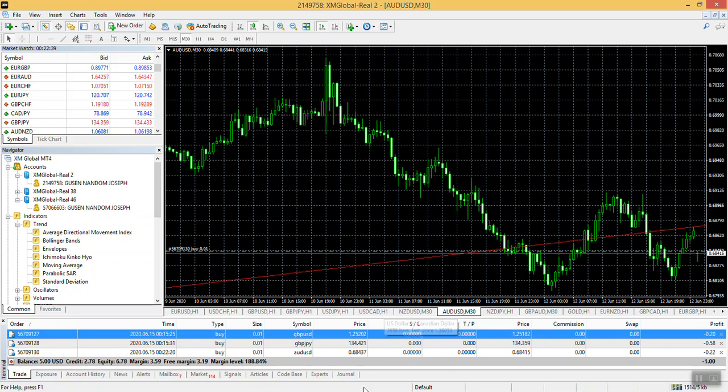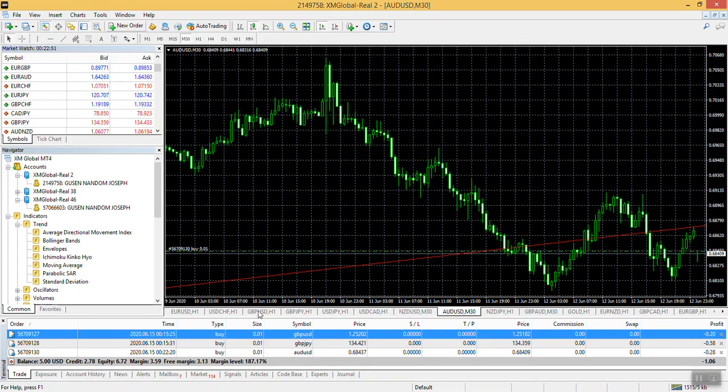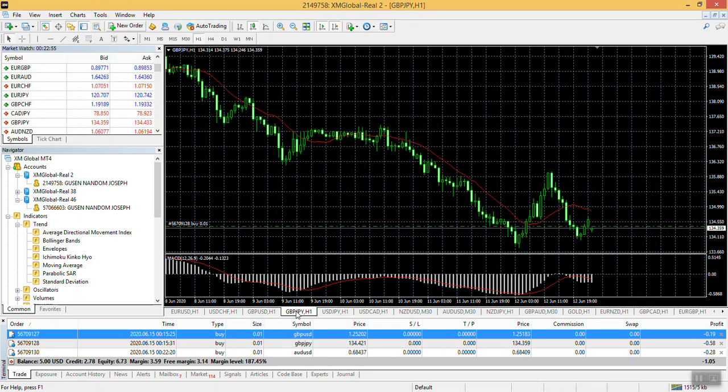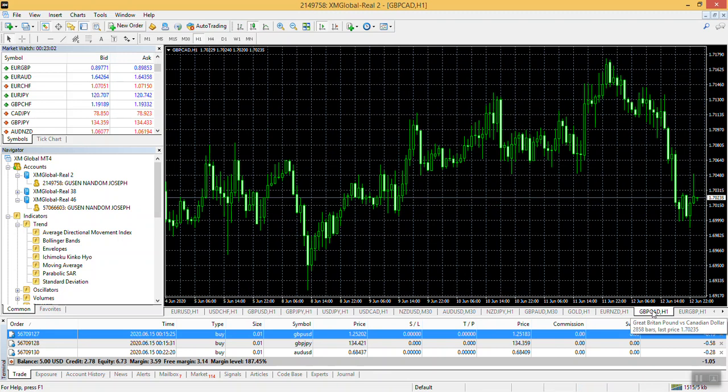So let's continue. Now the next is the London market. It opens 8 a.m. in our time and closes by 5 p.m. In the London market, the most affected currencies are the pounds. Look at it: GBP USD, GBP JPY. Anything GBP becomes very volatile at those market sessions.